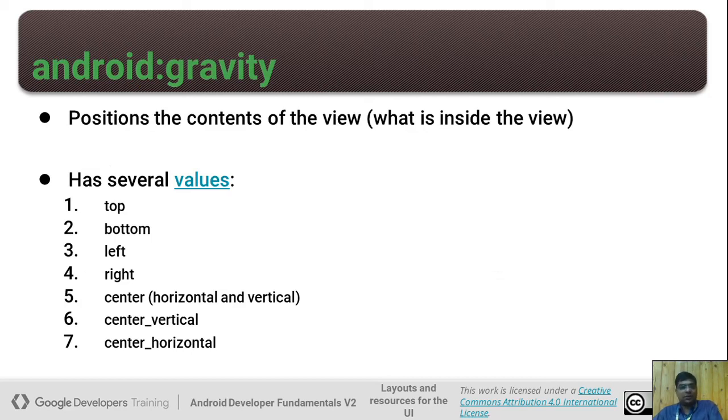Now we discuss fully what gravity is. It positions the content of the view, what is inside the view. These are the properties of gravity. If we want to send the component to the top, we use top gravity. If we want to set it at the bottom, we use bottom gravity. And to set the component left, right, center, center horizontal, and center vertical, these are the gravity properties to position the component in the view.